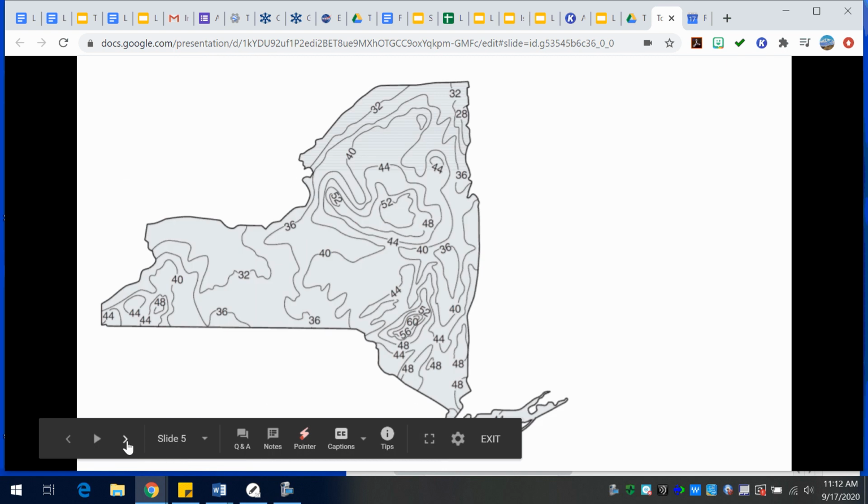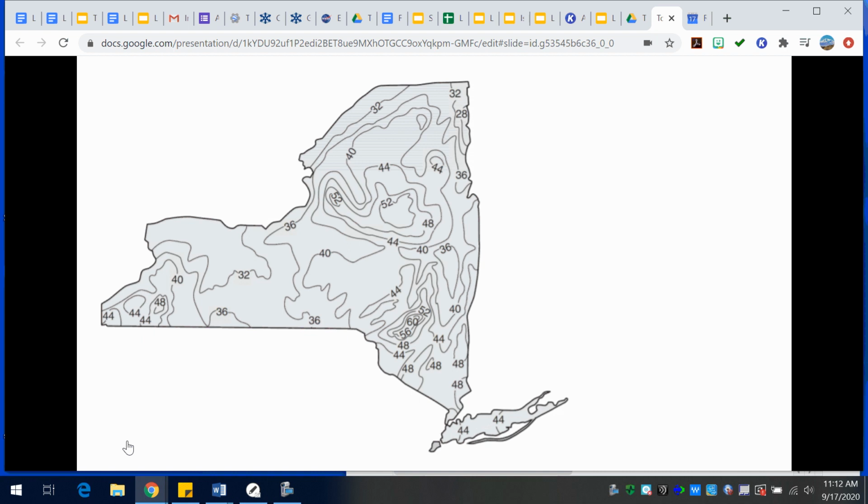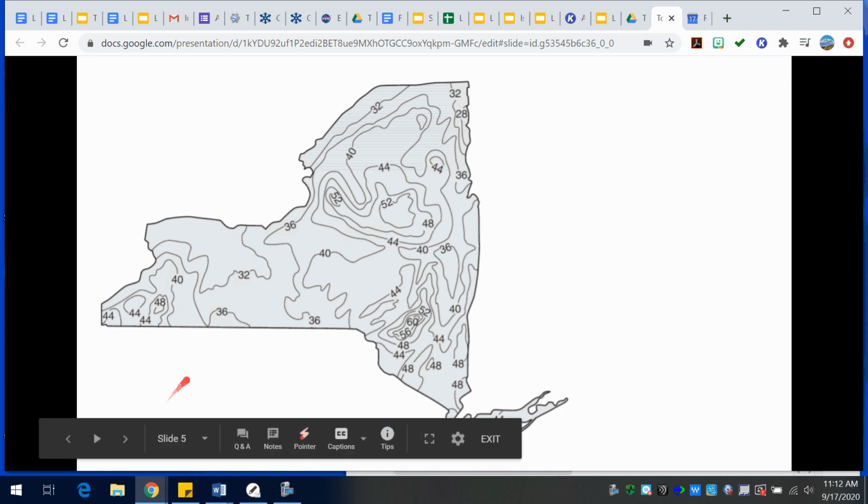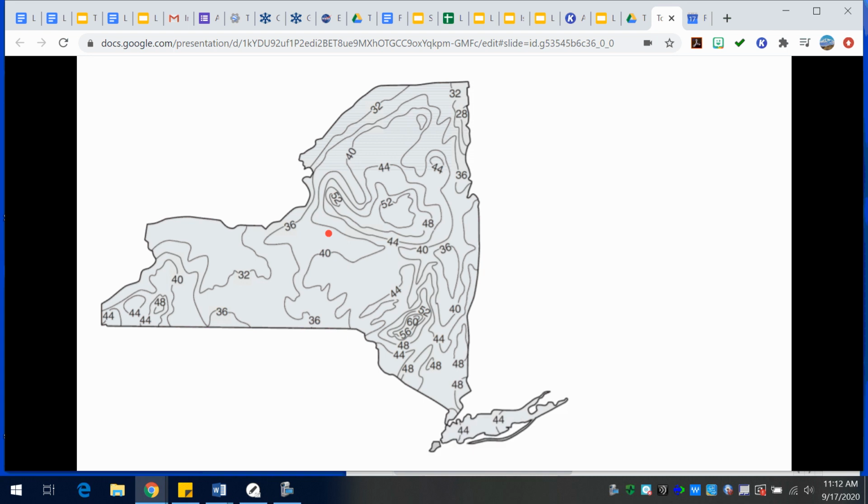This is an isoline map of snowfall in New York State. So snowfall in New York State, you pick a location here, anywhere on these lines, it's going to tell you how much snow fell. So right about here, you're in between. What is this line here? You just have to trace it back. That looks like it's about 40.